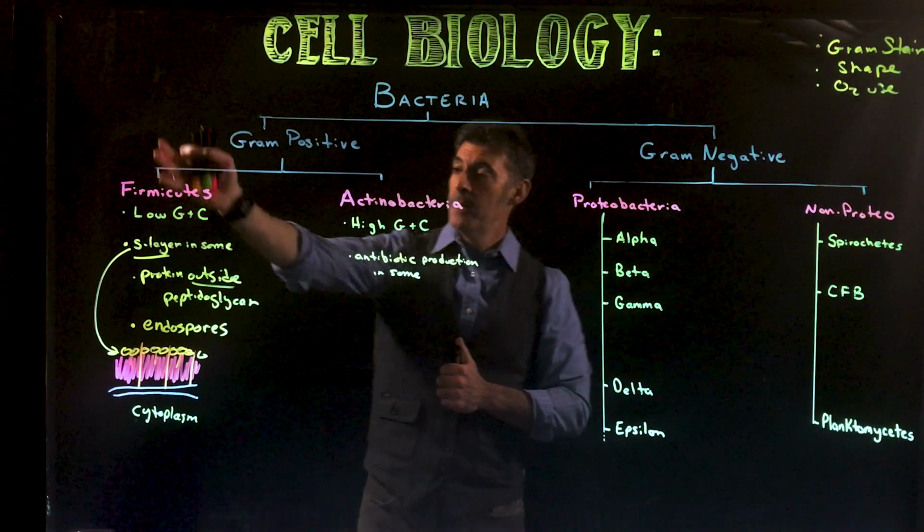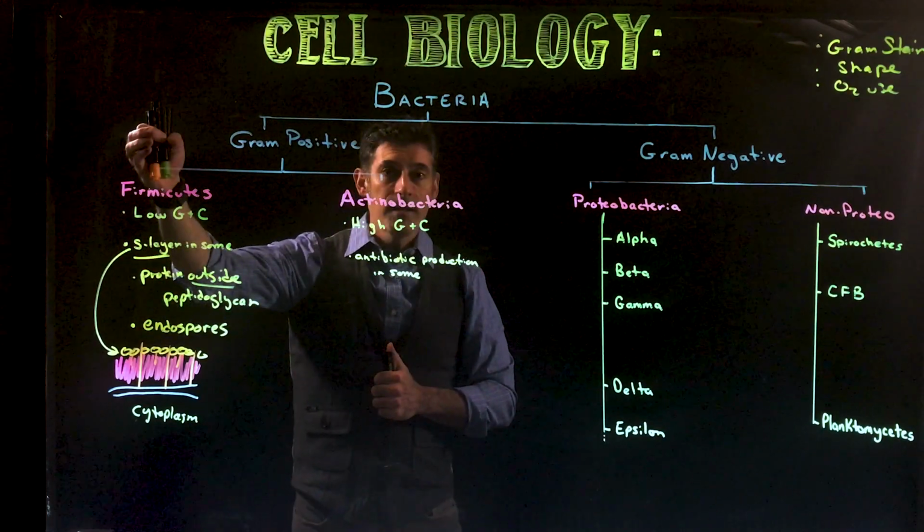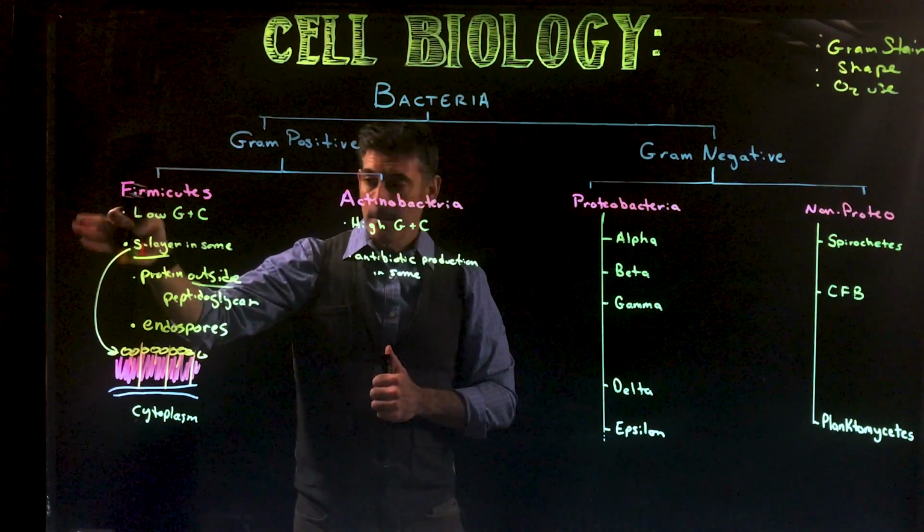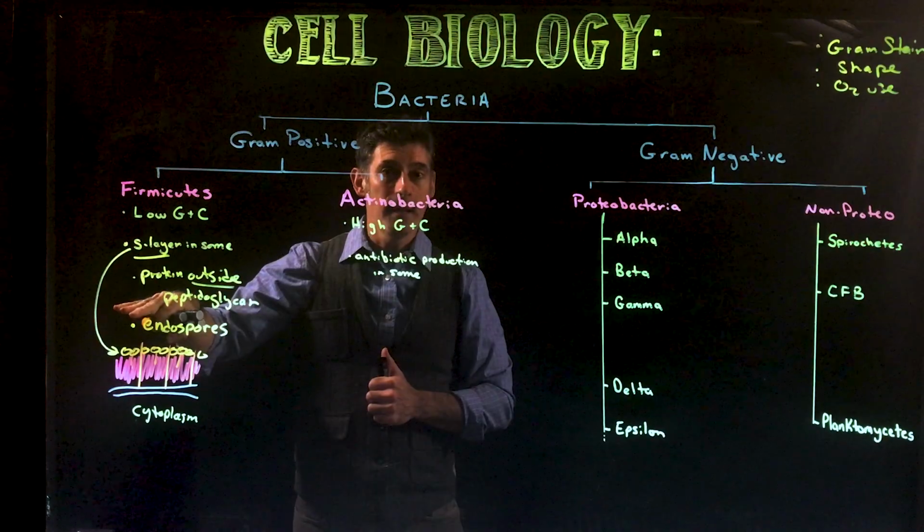So Firmicutes are the low GC group of gram-positive bacteria, and a couple extra little things about them. Some have an extra protein S layer, some make endospores.